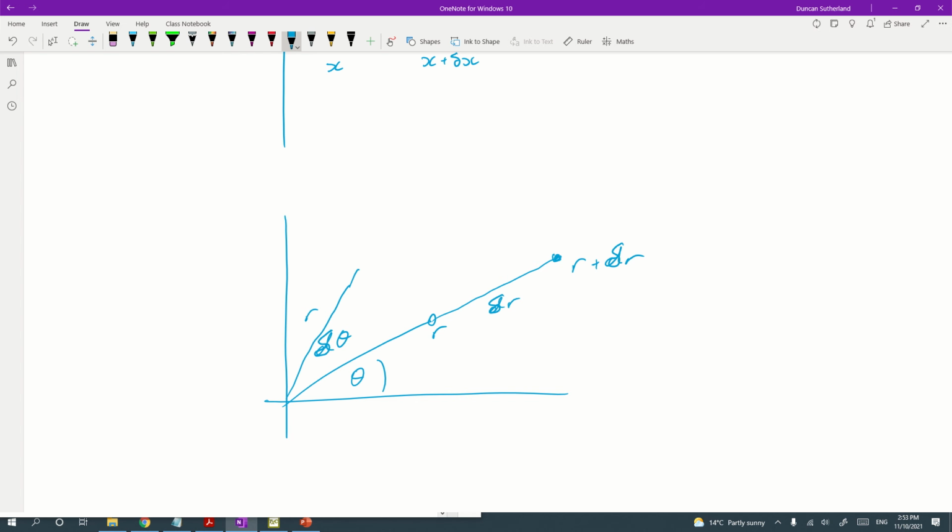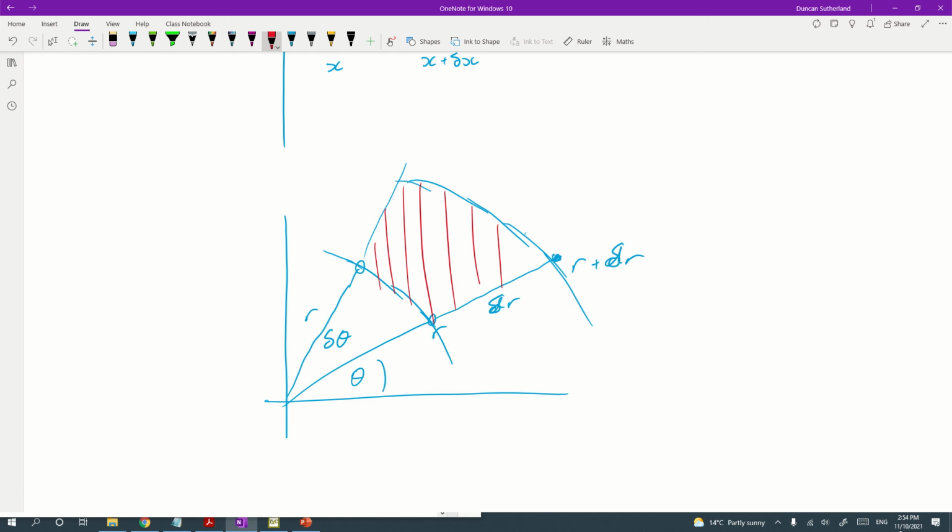This distance is still r, by the way. So all I'm doing is rotating around by some angle delta theta. I'll try and sketch an arc in there. So my area element isn't a rectangle anymore. It's like this sector, this difference of two circle sectors, right? I want to compute the red area.